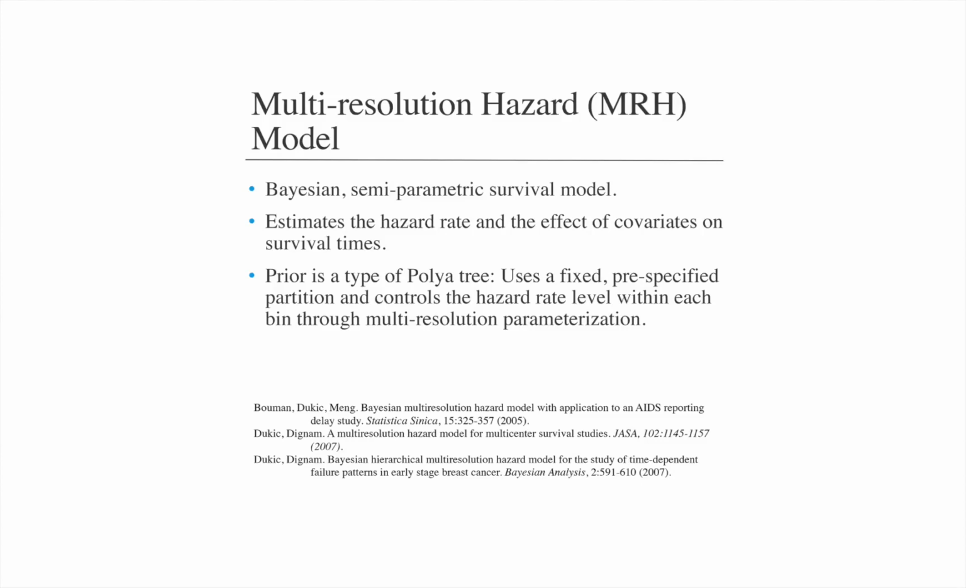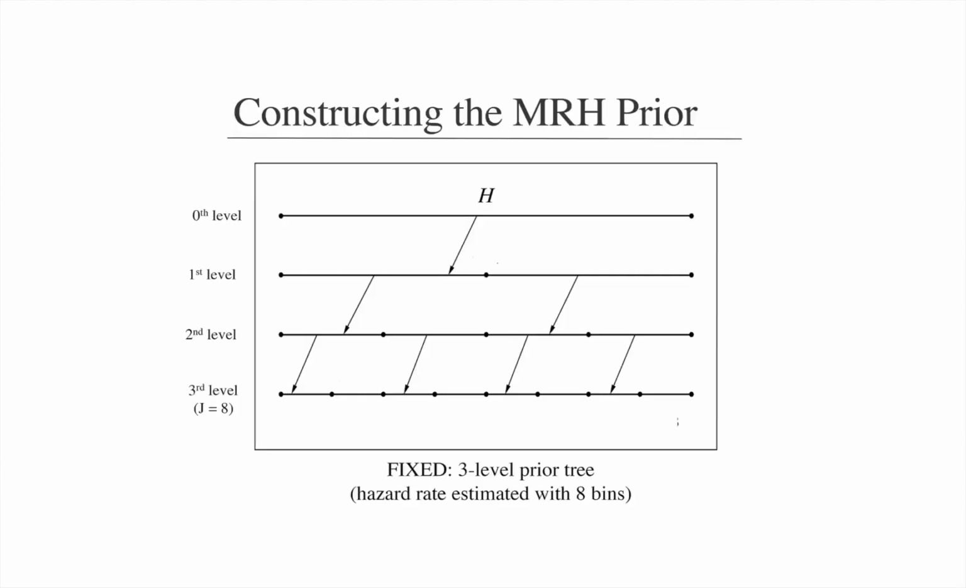So for people who are familiar with Bayesian modeling, this is a Bayesian model. It's semi-parametric, and it will produce an estimate of the hazard rate and the effects of any covariates on the survival times. The prior for this model is a type of Polya tree. A Polya tree is a measurable space that gets recursively split. With the MRH model, the number of times this tree is recursively split into two is fixed, and we can then estimate the hazard level at each level of this tree. I'm going to show some graphics to make things a little more clear.